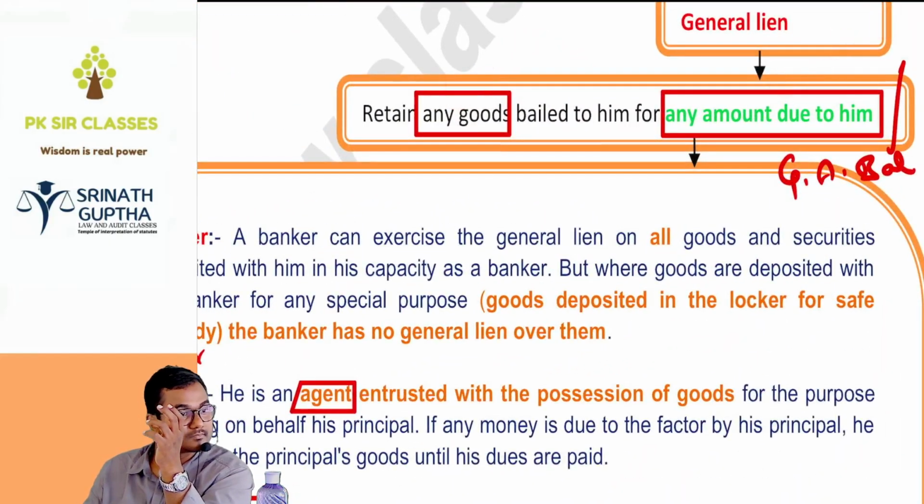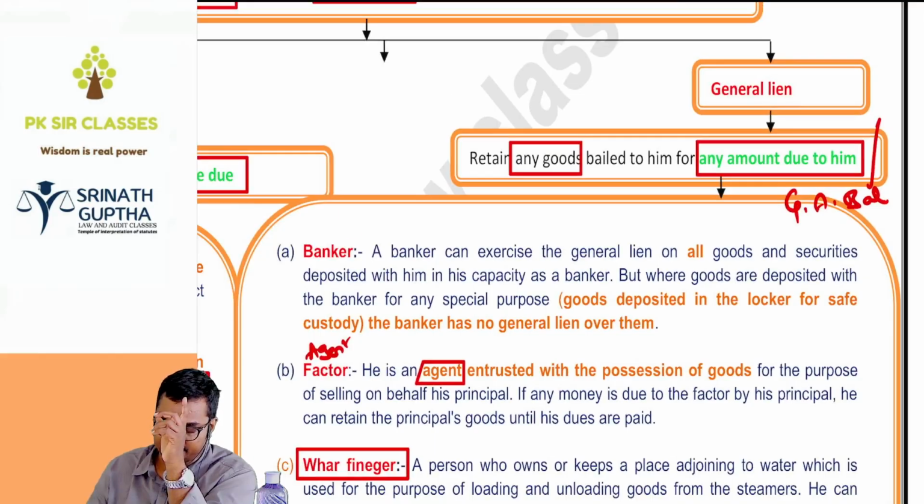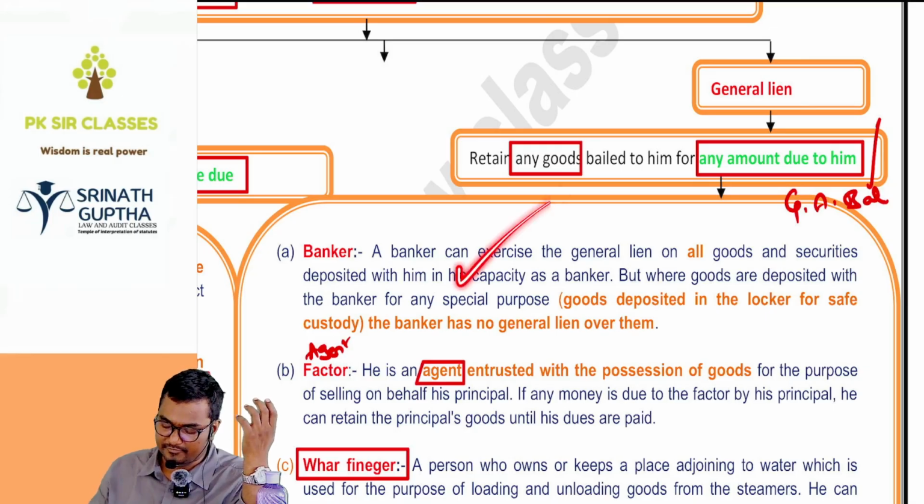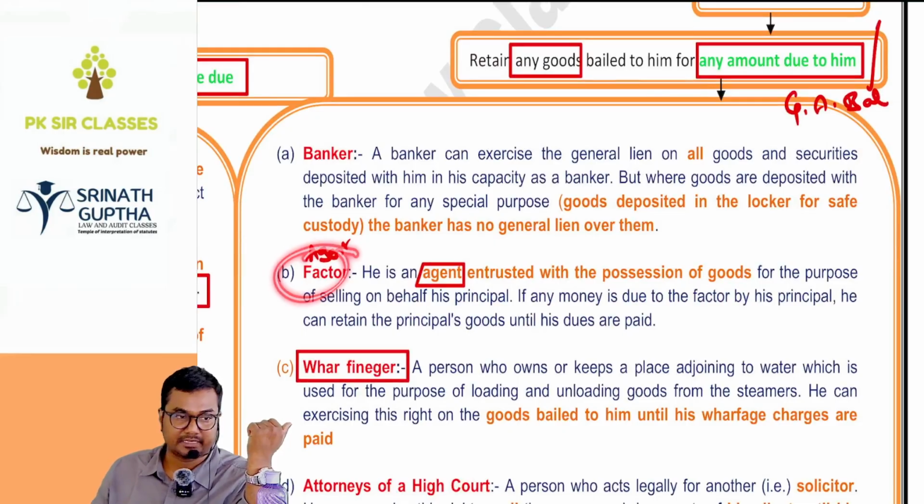General lien means right to retain any goods for any money due. Actually money is due on the bike but I'm retaining the watch. General lien is not available to everyone, it is available only to banker. So there is a default on the prepayment of home loan, he can freeze that FD. Also available to factor, means agent.